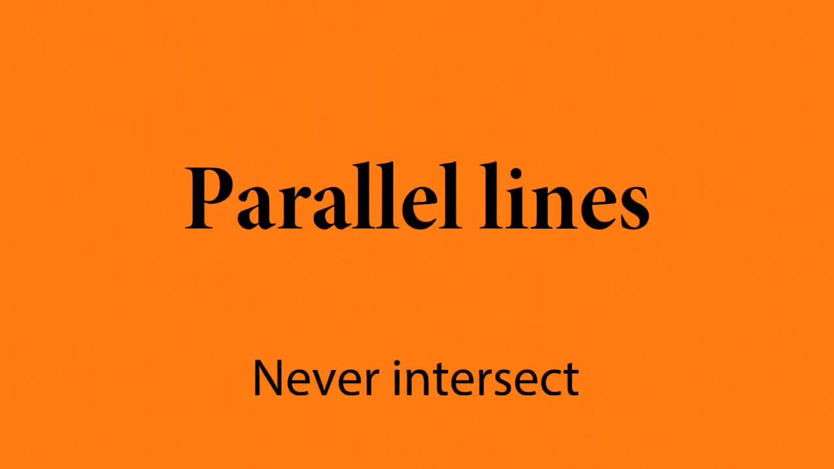Parallel lines are lines which never intersect. Oftentimes, the example of railroad tracks is used to describe parallel lines. Here is an example before you of two lines which are, in fact, parallel.